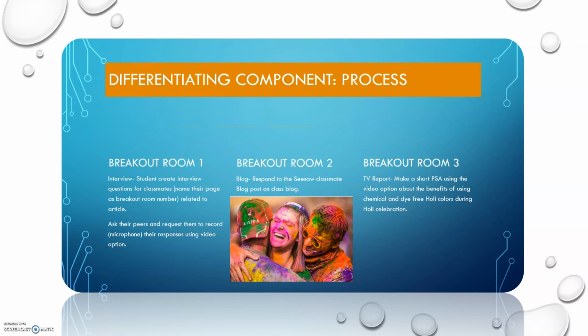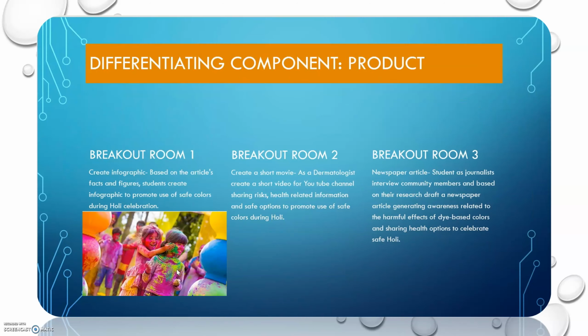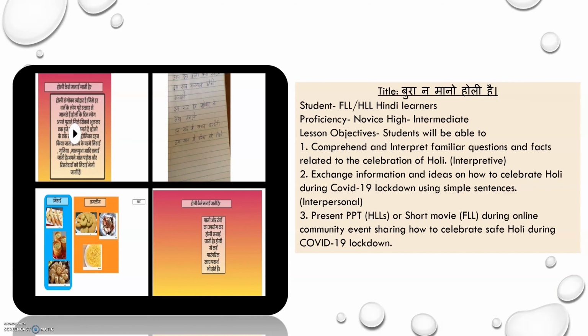Differentiating component process. In breakout room 1, the students are working on an interview. In breakout room 2, they are working on the class blog. In breakout room 3, they are working on a report, and later it will be a public service announcement. Differentiating component product. In breakout room 1, they are creating an infographic. In breakout room 2, they are working on a short movie in the role of a dermatologist, and in breakout room 3, they are working on a newspaper article as a journalist.